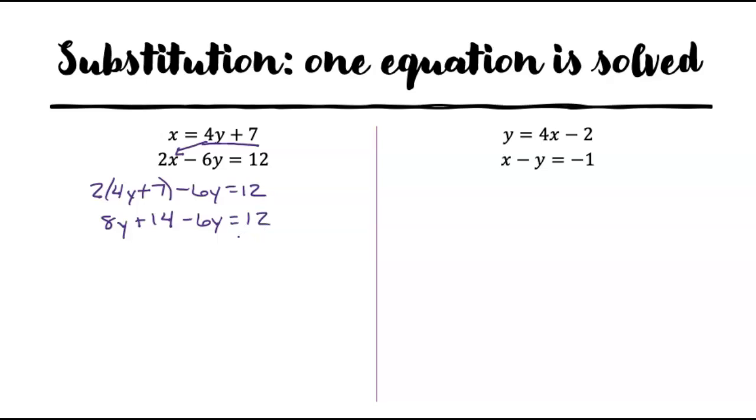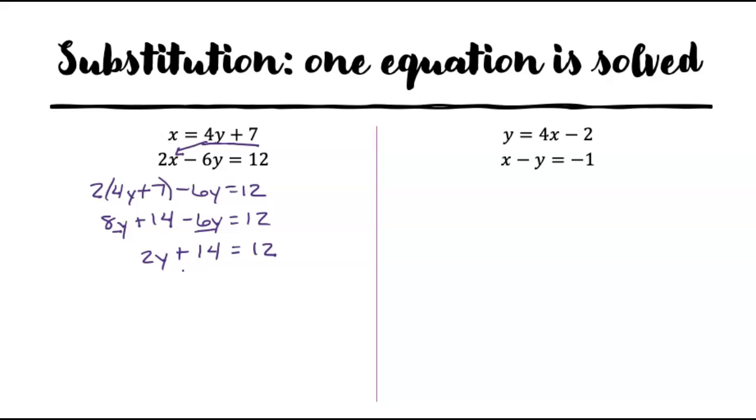Is there anything else I can do? Is there any more simplification that can happen before we start moving? And yeah, I have two like terms. See, I got that 8y and that negative 6y. When I combine 8y and negative 6y, I have 2y. Still have that constant. Remember, the number without a variable. I'm going to put it right there and finish writing my equation.